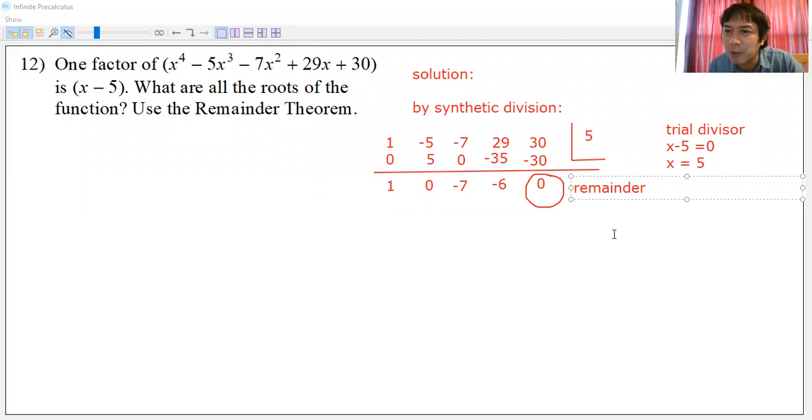All right, that means x minus 5 is a factor, okay? And x equals 5 is one of the roots, okay? This will be one of the roots. All right, this is the root of the equation, the root of the expression. Yes.